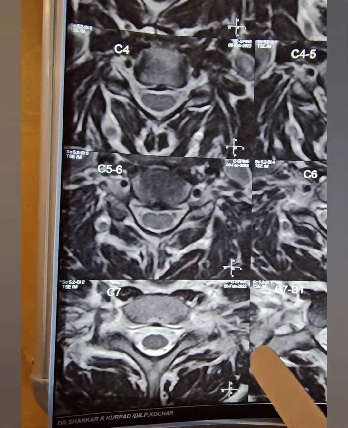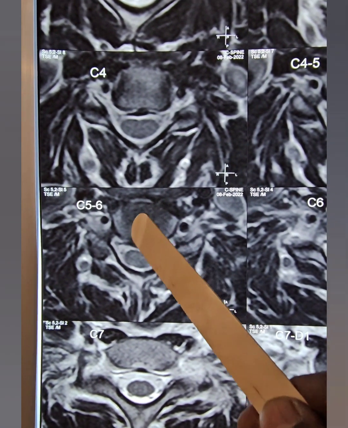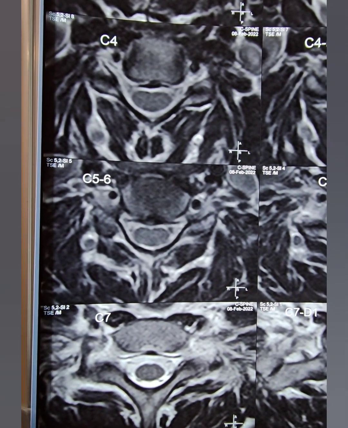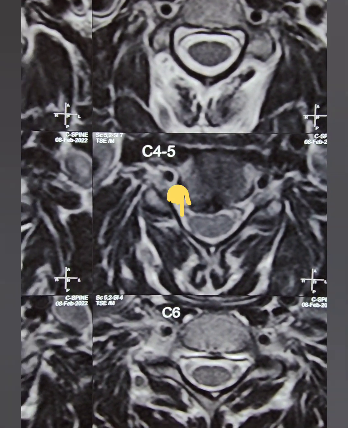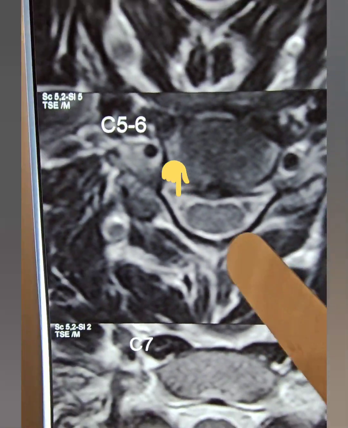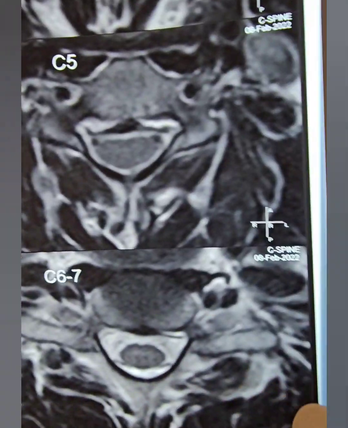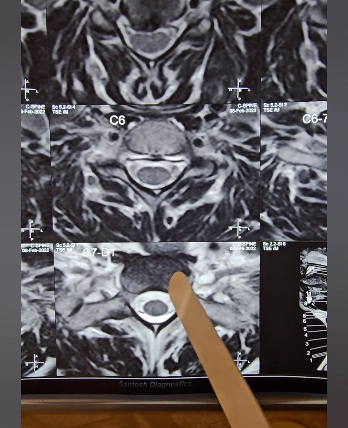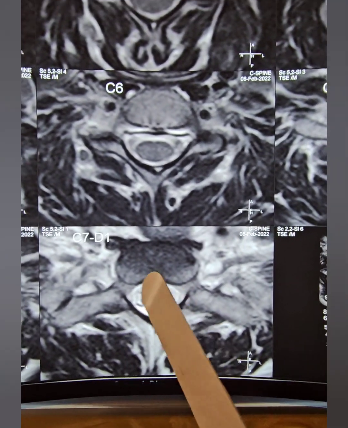And then if you come down to the C5, C6 level, see here, what you see is the central disc bulge, or purely posterior disc bulge. So in this case, this patient is having all three types of disc bulge: foraminal, paracentral and central. And if you want to see the normal level, even at C6, C7 you have a slight bulge, but at C7, T1 there is no disc bulge. So this is how it should look. For your reference, I am showing how the normal disc should look.